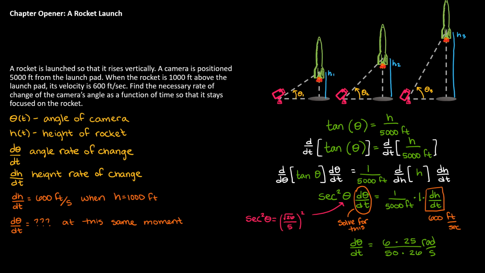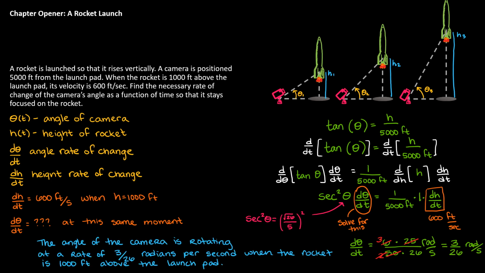So we have radians per second for our units, and now we're just left with simplifying 6 times 25 divided by 50 times 26. We can reduce the 25 and the 50, and then we can reduce the 6 and the 2. That leaves us with 3 over 26 radians per second. So the angle of the camera is rotating at a rate of 3 over 26 radians per second at the moment in time when the rocket is 1,000 feet above the launch pad.